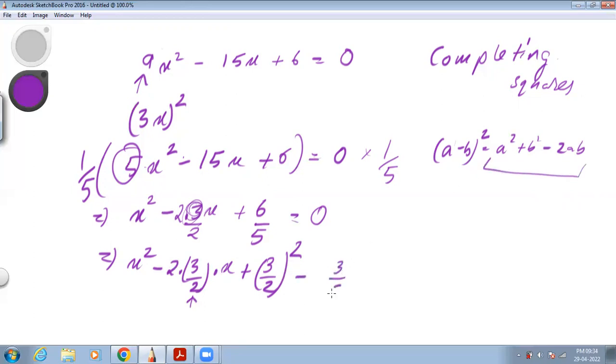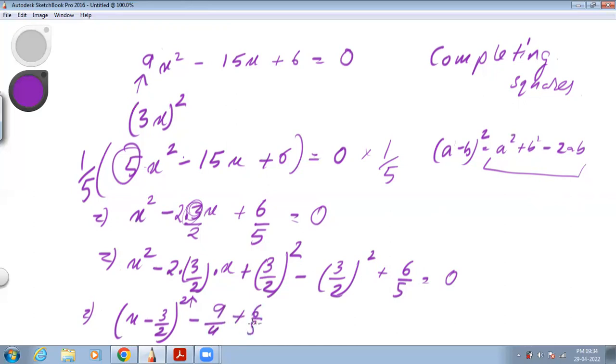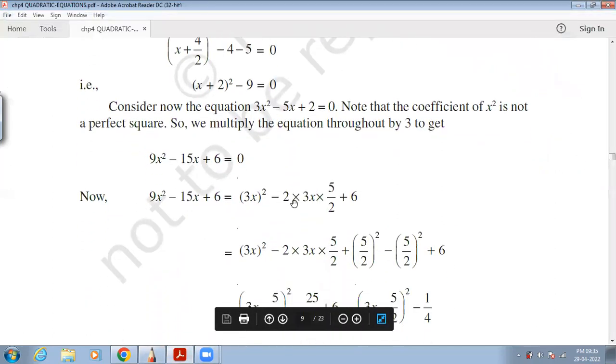So you need to also subtract 3 by 2 whole square plus 6 by 5 equals to 0. So this equation turns out to be x minus 3 by 2 whole square minus 9 by 4 plus 6 by 5 equals to 0. Okay, this is how you need to approach this problem, and later you can simply solve the way we solved the previous question. Just take the constant to the other side, and then take square root, then solve it for plus minus of that value, and then find the value of x. Fine. So this is how completing the square works.